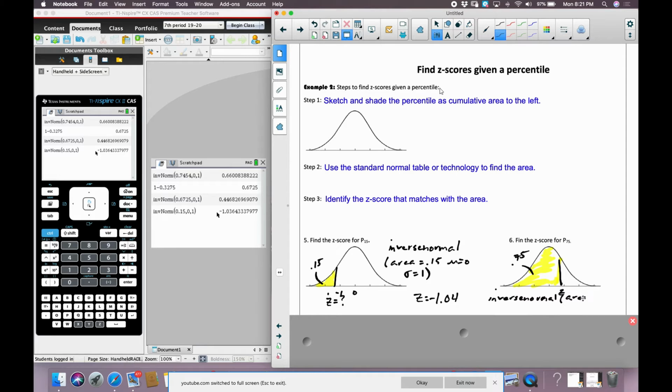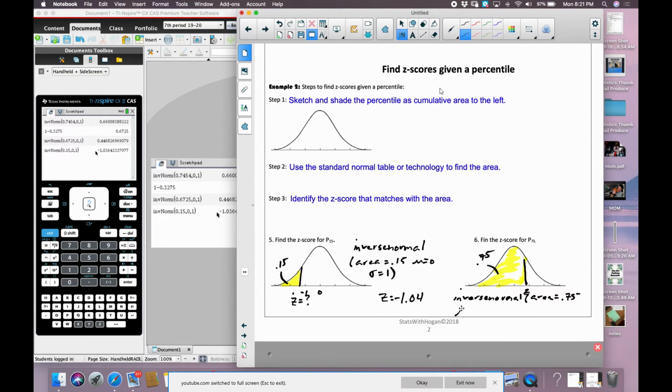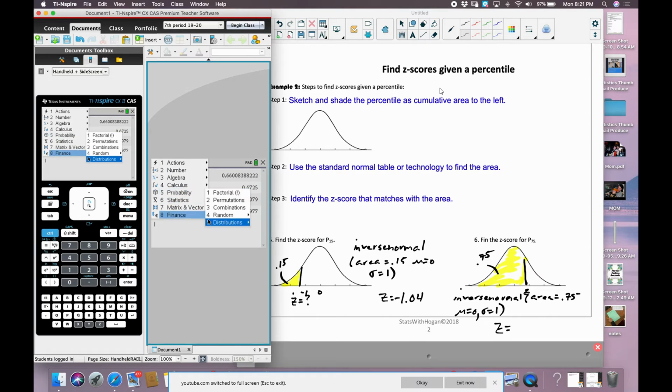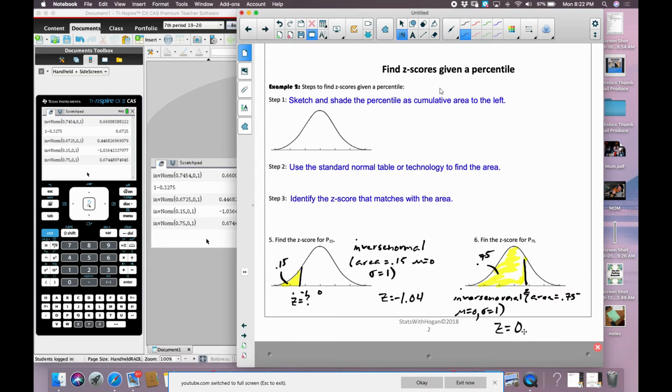So it'll be area 0.75, mean is 0, standard deviation of 1, and I get a z equals 0.67. All right.